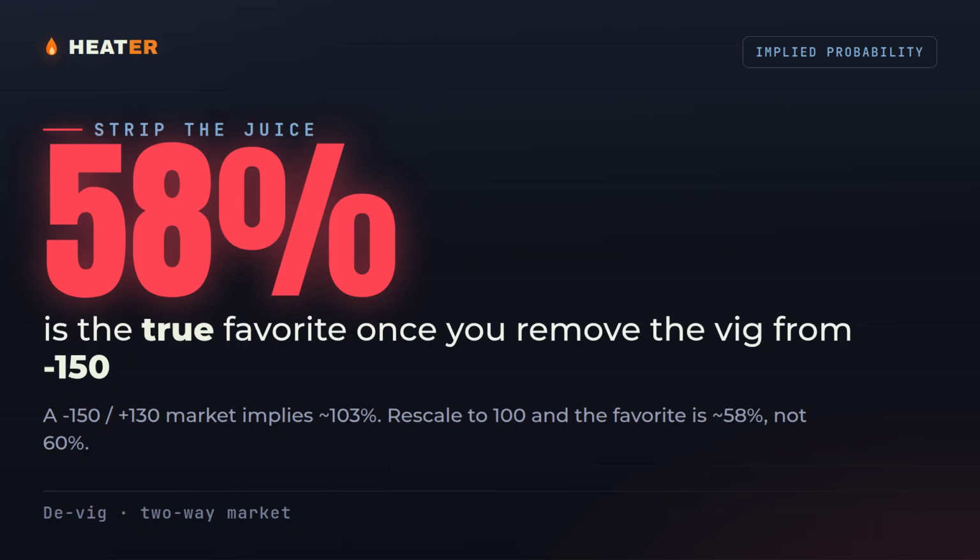Strip the juice. So the price the book shows you is not the true chance. It's the true chance plus the tax. To find the real number, you strip the juice out. Say a favorite is minus 150, the other side plus 130. Those imply about 60 and 43%. Together 103. Divide each one by that total and you rescale back to 100. The favorite's true chance isn't 60, it's about 58. And that 58 is the book's honest opinion. That's the number you're actually betting against.